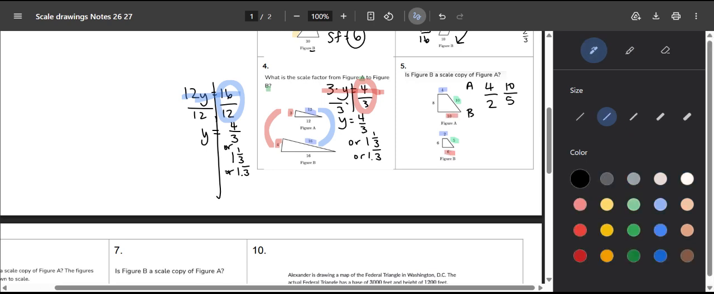We've got 10 and 6. And right away, alarm bells are going off because figure A still uses the number 10, but figure B is using a different number. You know, without having to do any math, that 10/5 is not equal to 10/6. So, is B a scale copy of figure A? No. The side lengths do not form equivalent ratios.